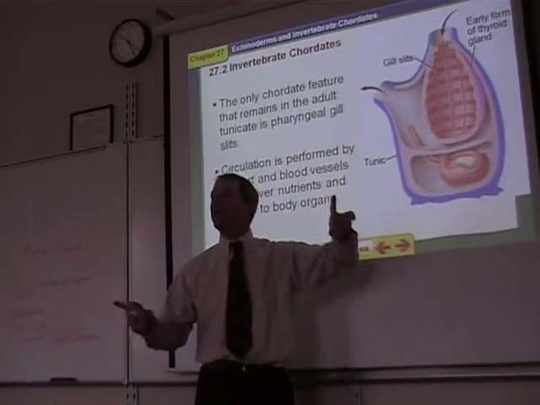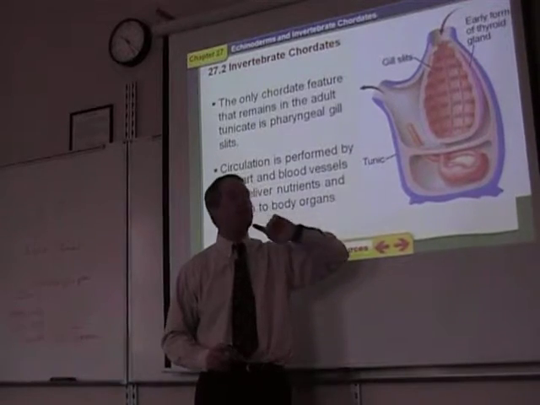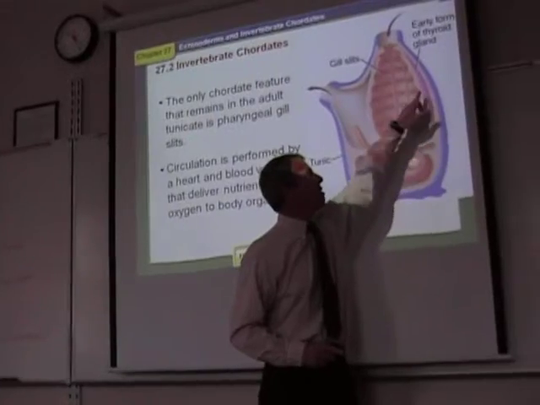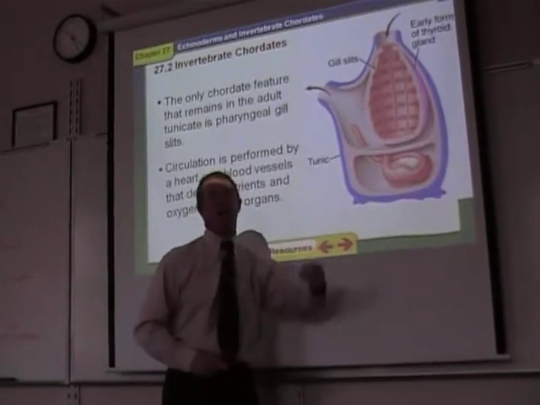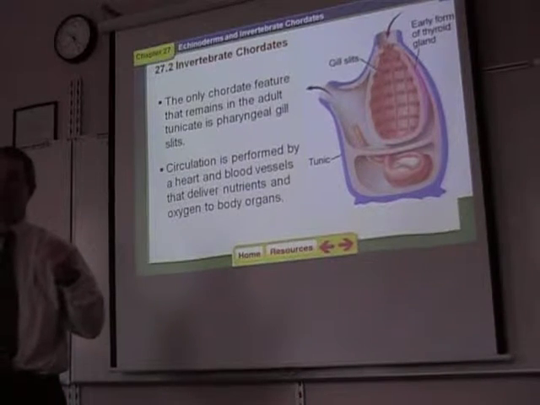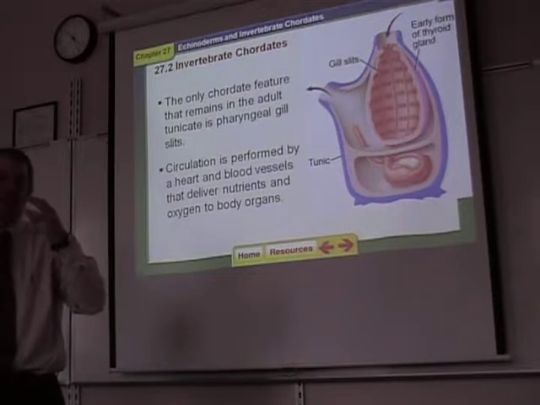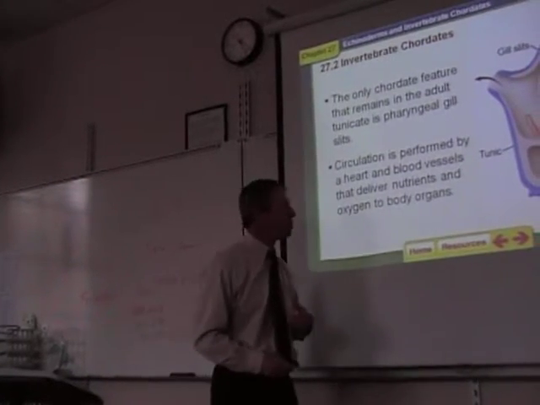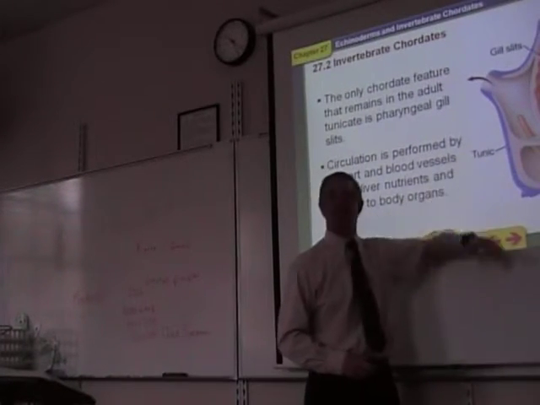Now, we call them tunicates because they have this protective layer on the outside called a tunic. It's really hard. It's kind of like tire rubber. It's very hard for a fish or something to chew through it, and that's how they protect themselves. So we call them a tunicate.